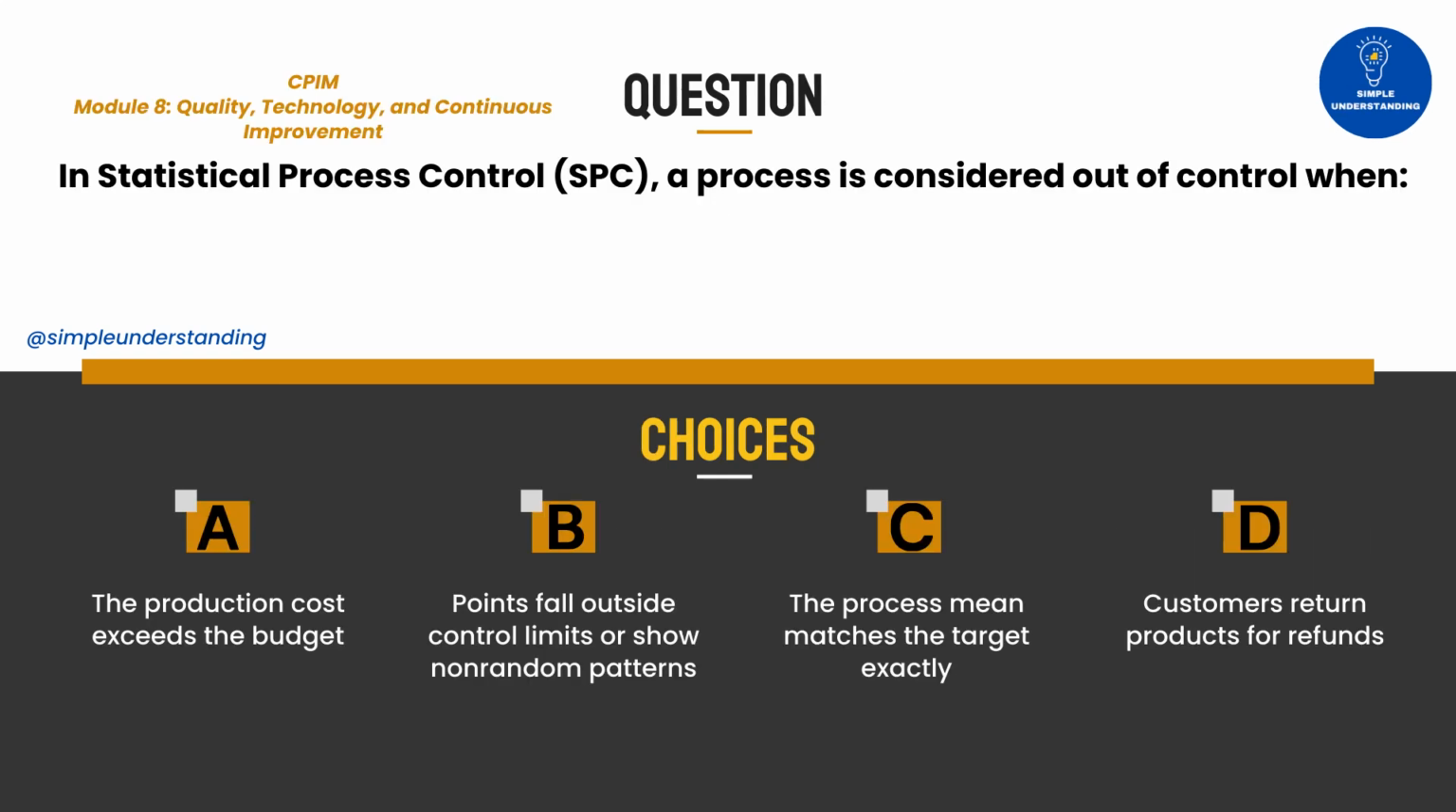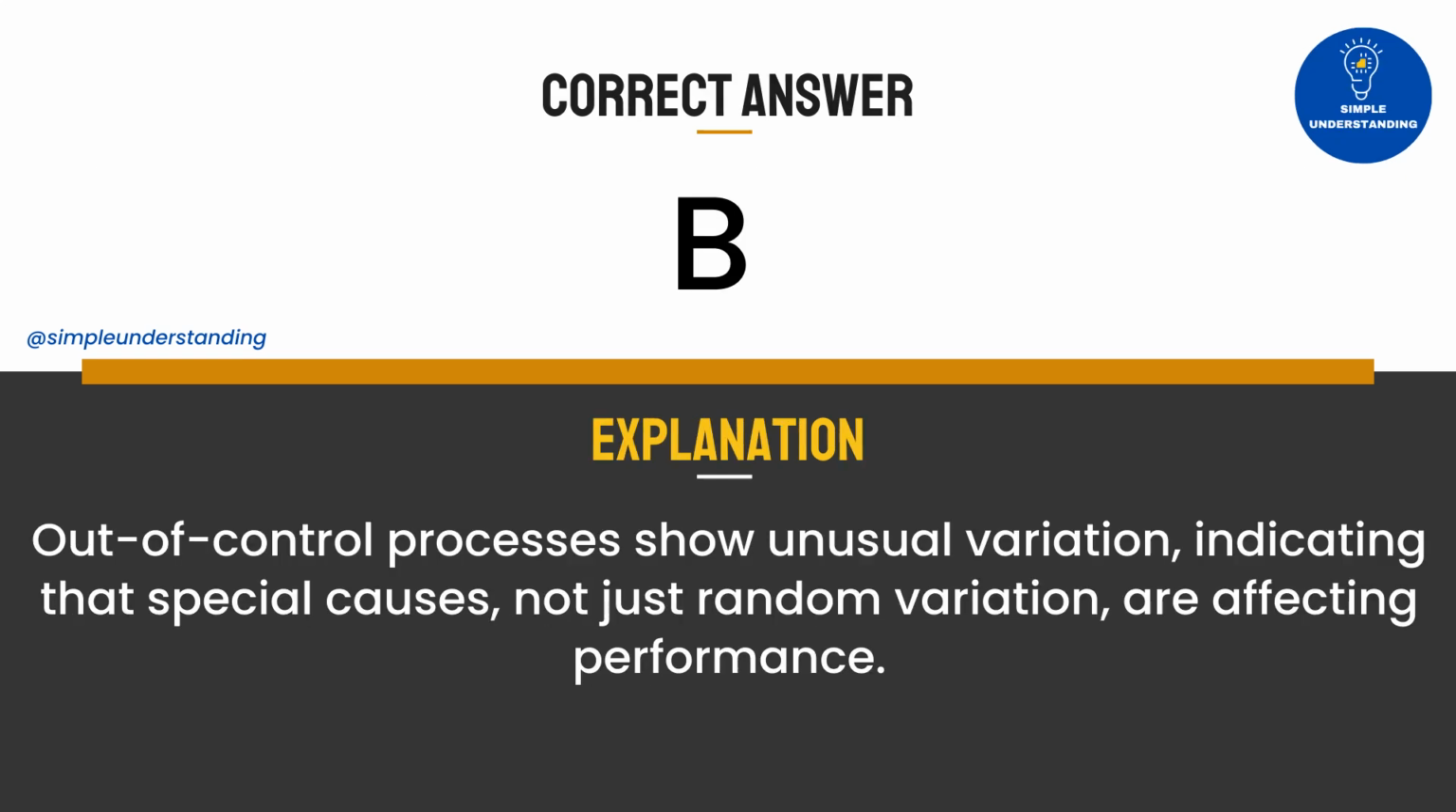Question 3. In Statistical Process Control, SPC, a process is considered out of control when A. The production cost exceeds the budget. B. Points fall outside control limits or show non-random patterns. C. The process mean matches the target exactly. D. Customers return products for refunds. Correct answer, B. Explanation. Out-of-control processes show unusual variation, indicating that special causes, not just random variation, are affecting performance.